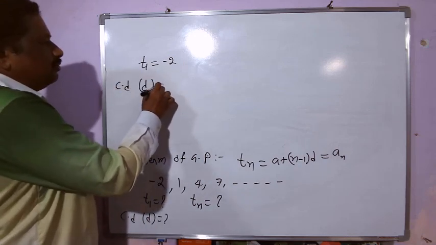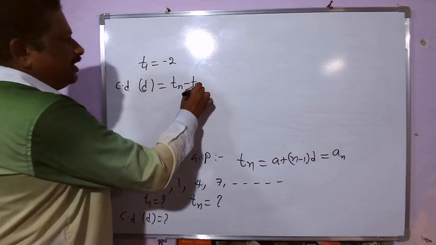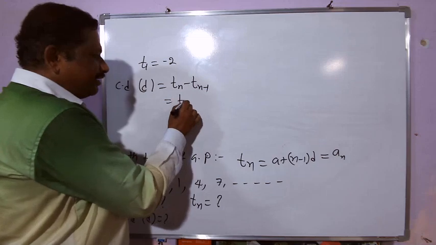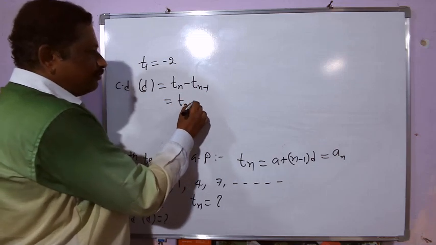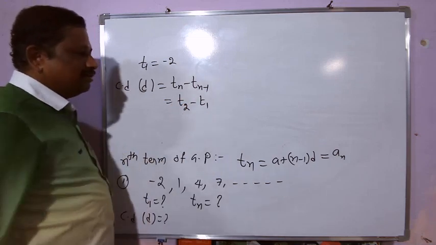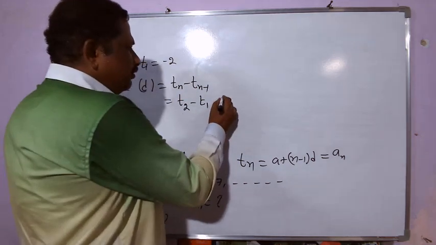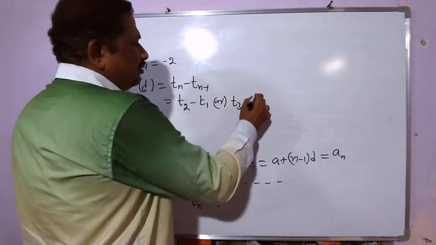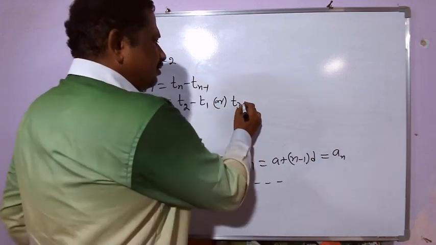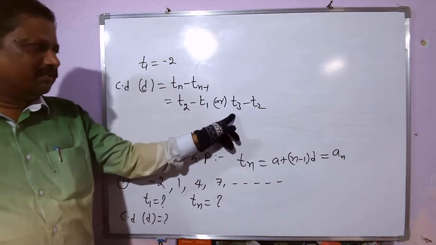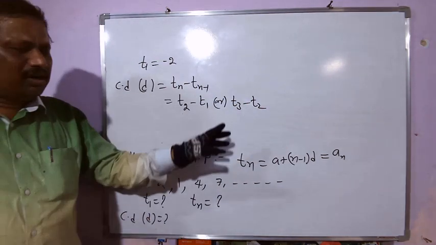Next, common difference. D is equal to Tn minus Tn minus 1. That means, suppose you take n is equal to 2, 1 less than 2 means 1, so it is the difference of the second term and the first term. If you take n is equal to 3, 1 less than 3 means 2, third term minus second term. Difference of third and second.